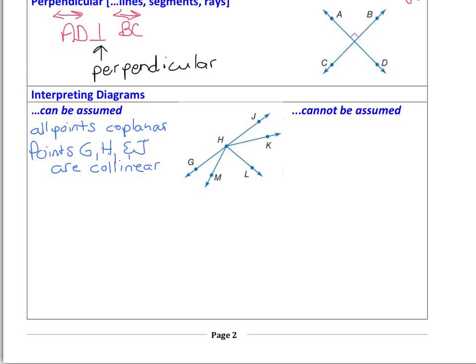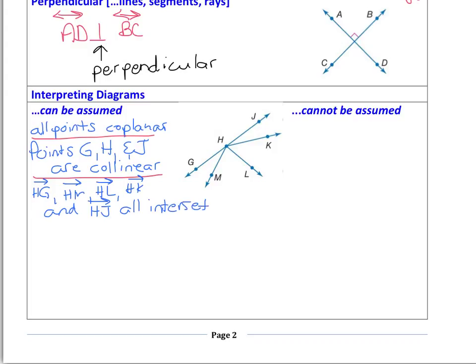We can also say, I'm going to separate these things here, we can also say that these rays here are all intersecting at point H. So let's say HG, HM, HL, HK, and HJ. They're all intersecting at point H.